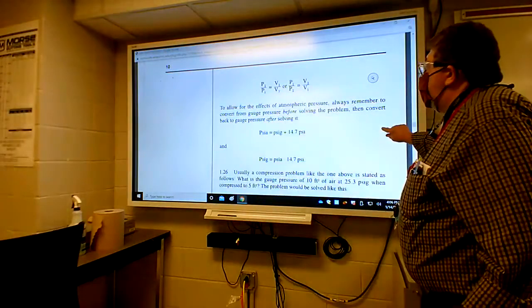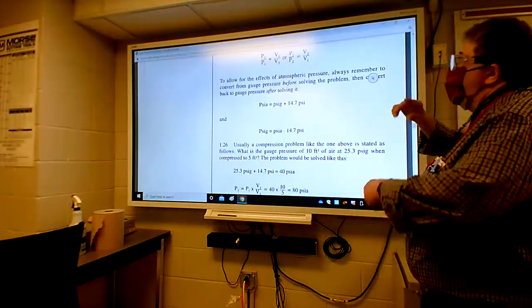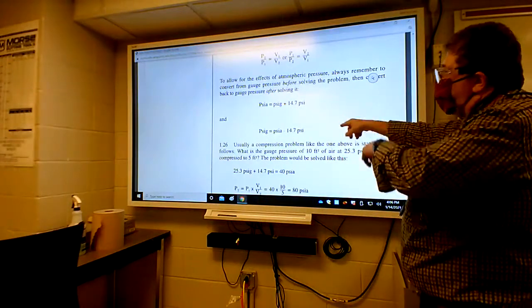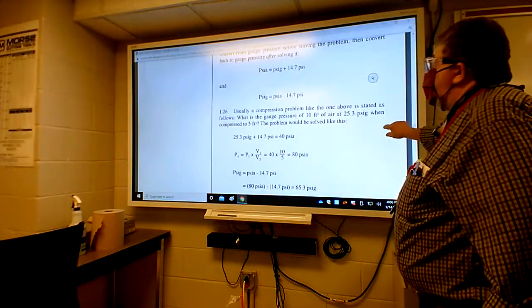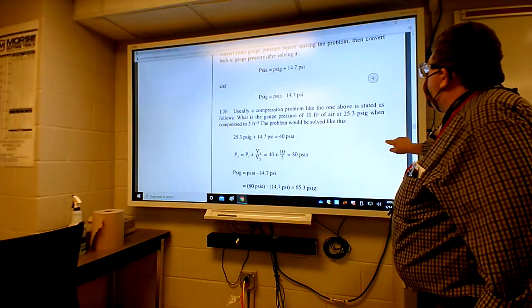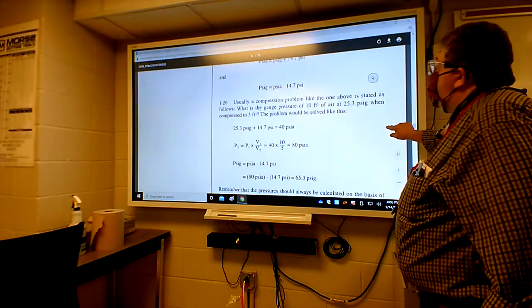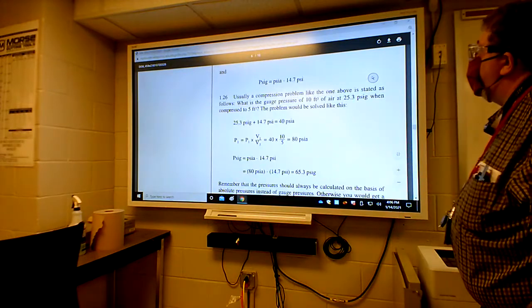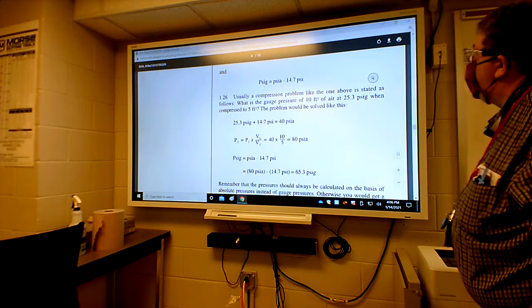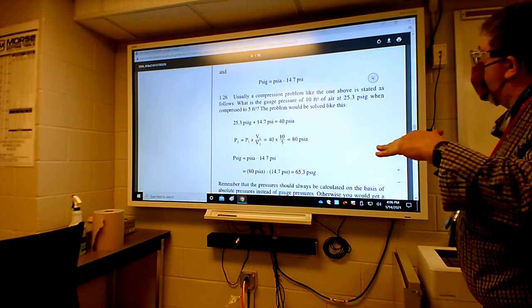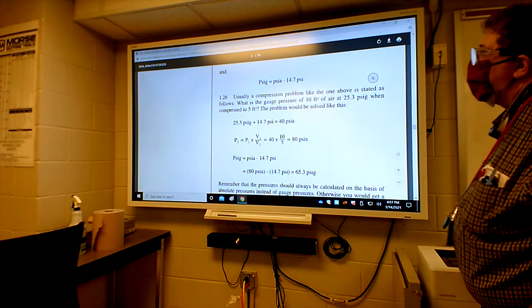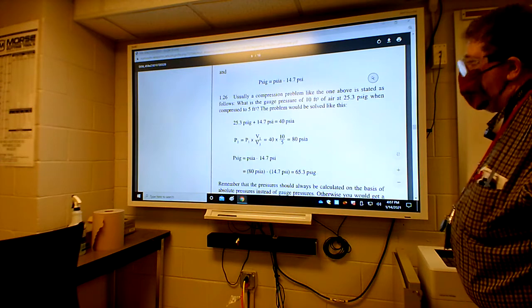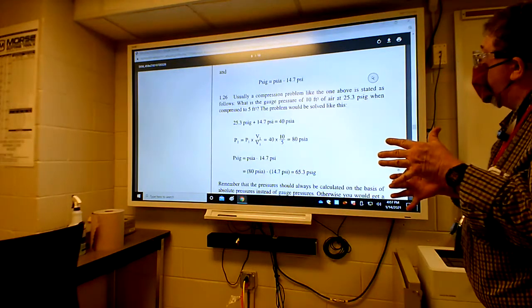Okay. So you'll add the 14.7, do whatever calculating you do, and then you're going to subtract it back out. Usually a compression problem like the one above is stated as follows. What is the gauge pressure of 10 cubic feet of air at 25.3 psig gauge pressure when it's compressed to 5 cubic feet, which would be compressing it in half?